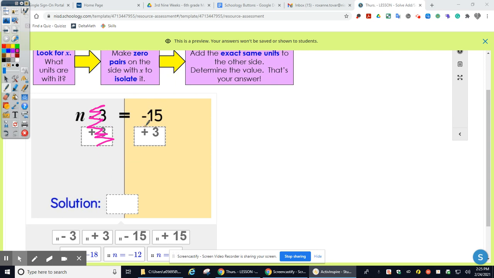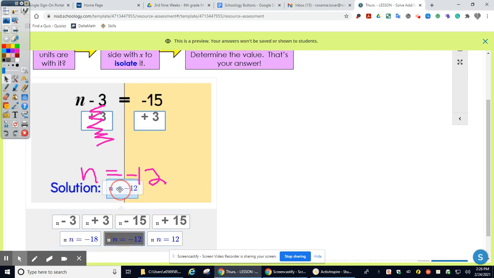And then a negative 15 and a positive 3, they're opposites, so we subtract. 15 take away 3 is 12. And because I have more negatives than I do positives, this 12 should be a negative. So n equals negative 12 should be my answer.